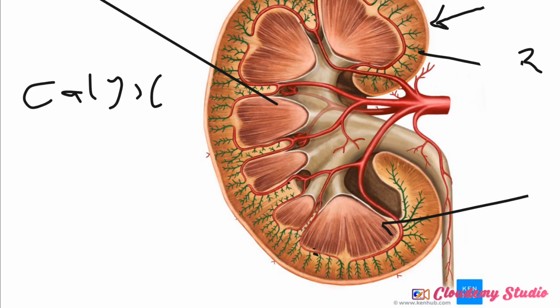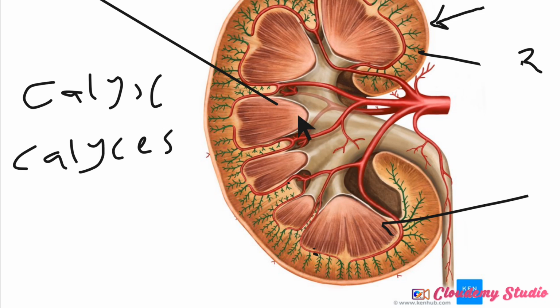The plural is calyces. Calyces. So inside, look at it. This one calyx, this under calyx, this under calyx, this under calyx. Can you see? These are the renal papillae extending into the what? Into the calyx. You understand?